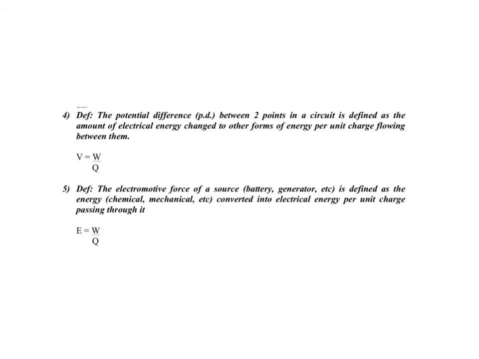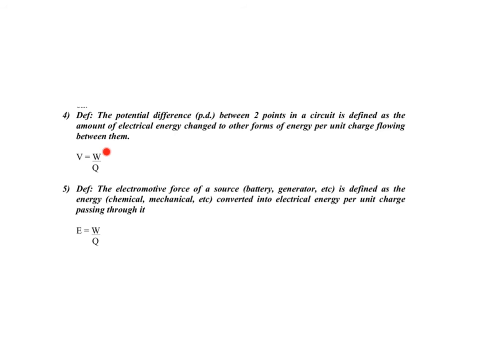So the definitions of PD and EMF are pretty similar. They come from the same basic formula, V = W over Q, W divided by Q, where V is either PD or EMF, but W is energy change. But what kind of energy change? That's where the difference is. If you want to define PD, then it is energy converted from electrical to other forms of energy, for example heat, light, and all that, per unit charge. And for EMF, the W here represents the energy converted from other forms of energy into electrical energy per unit charge.